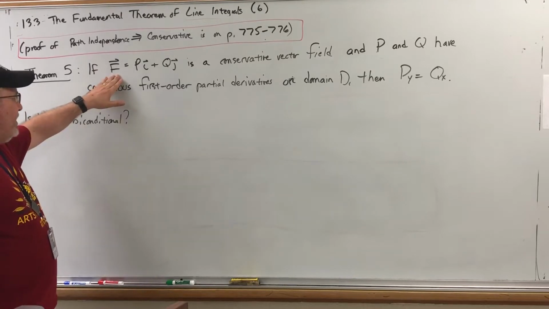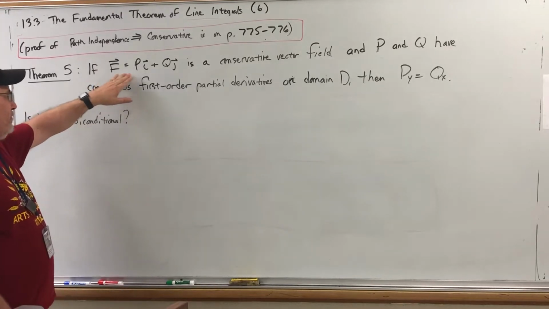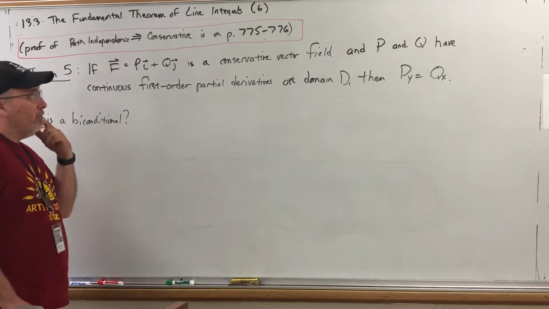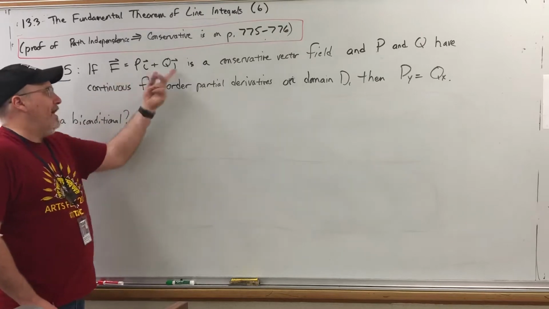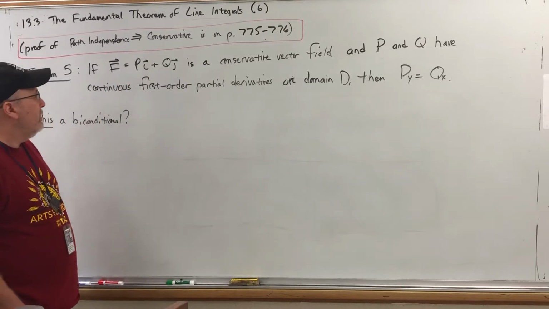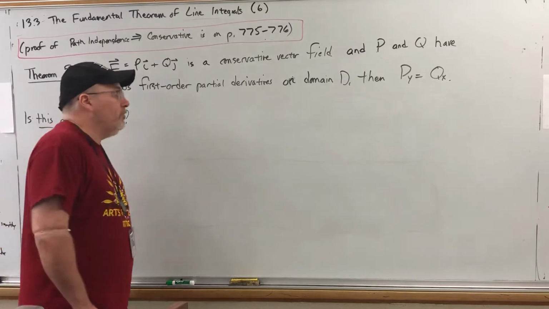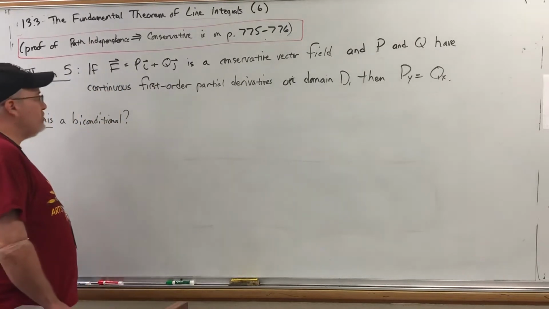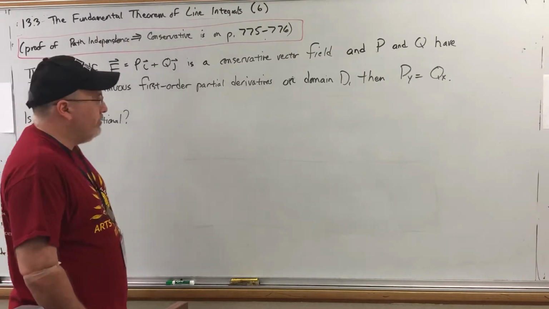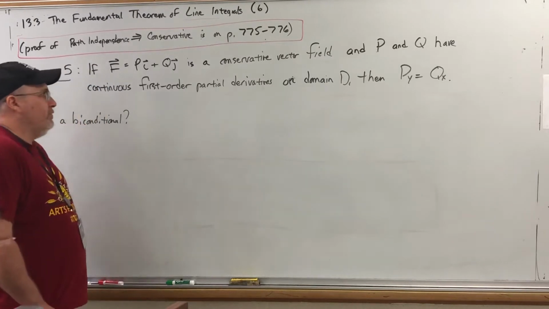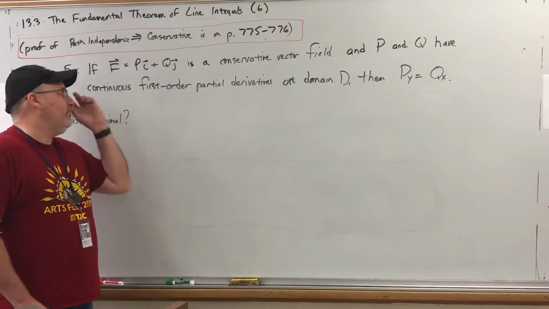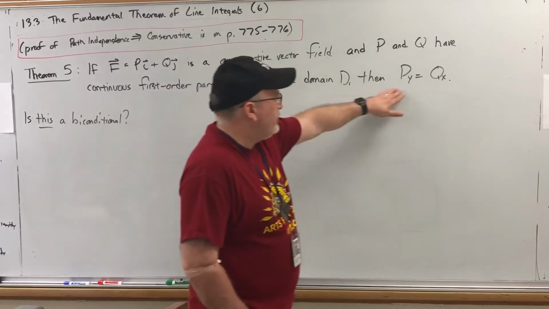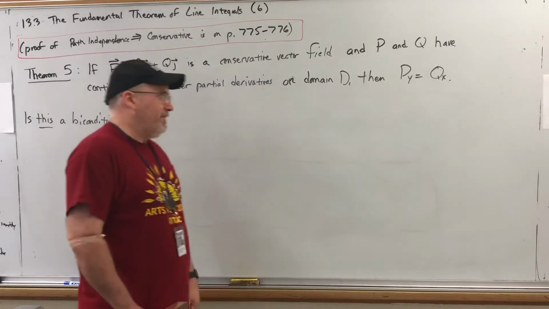If vector field F is equal to P i plus Q j, so P and Q are your scalar component functions for i and j respectively, and this is a conservative vector field, meaning that it's the gradient of something, and P and Q have continuous first order partial derivatives on domain D. In other words, if we take the partial derivatives of P and Q, they're continuous on some domain. Then the partial of P with respect to y is equal to the partial of Q with respect to x.